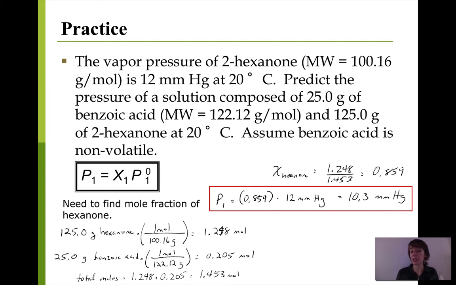So the vapor pressure of the mixture is just that mole fraction times 12, which gives us 10.3 millimeters of mercury. So by adding in that non-volatile solute, we reduce the vapor pressure of the hexanone.